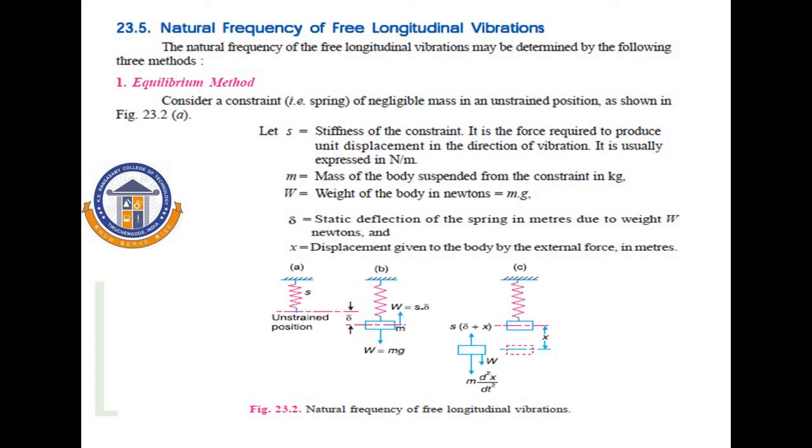It is mathematically written as W equal to m g. Delta is the static deflection of the spring in meters due to the weight W, in newtons. Its unit is also often taken in mm. And x is the displacement given to the body by the external force, in meters.